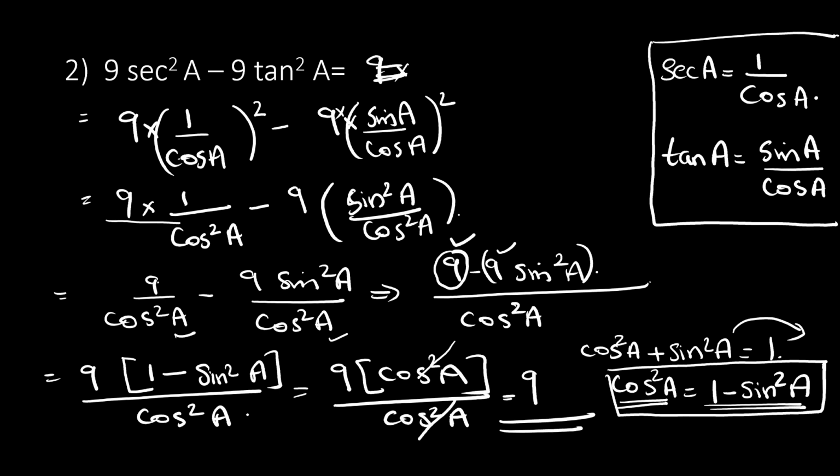So what we have done here: first we replaced cosec A by 1 by sin A, tan A by sin A by cos A. Then at last we have put the identity, that is cos square A plus sin square A equal to 1. Therefore cos square A equals 1 minus sin square A. Thus the answer is 9.